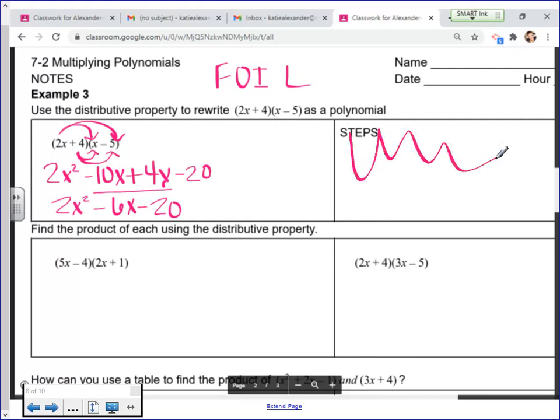Like I said, I'm not going to write these steps down. So if you like the table, use the table way, or if you like the FOIL way, do that way. It does not matter to me.